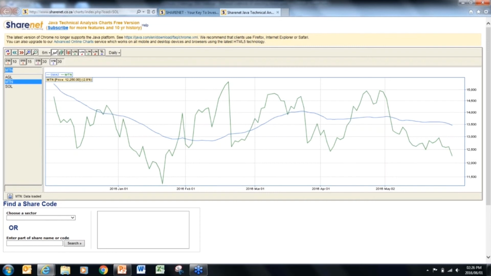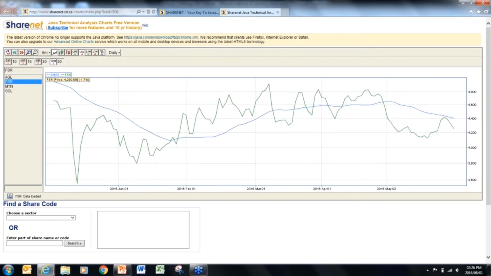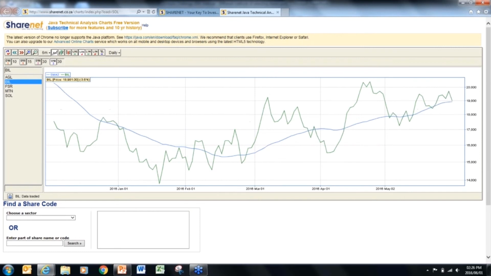Let's go look, for example, at Sasol. If you click Sasol, here is a bad example of the moving average. The price is continuously going through, up and down, through the moving average, and therefore it's giving you false entry and exit points all the time.